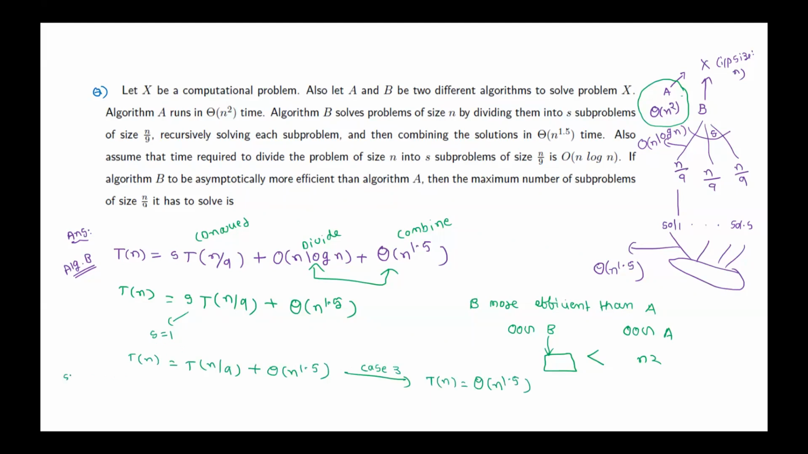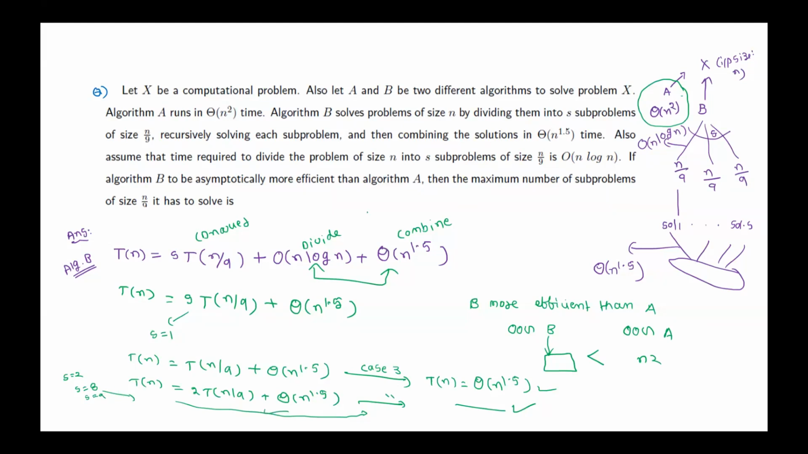If S equals 2, T of n is 2 times T of n by 9 plus theta of n power 1.5. Which case? Same only, case 3, same answer. Even if S equals 8, same thing, no? Is that okay? Even if S equals 9, which case? Case 3 only, sir. If S equals 9, also case 3.